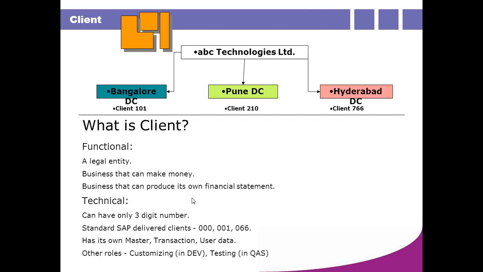So 000 to 999. Among them already 3 are there. Apart from that, any other client you can use. Usually we never use these 3 default clients for the business perspective. 000 we can call it as a standard, default or golden client, which is having all the default things given by SAP. So that's why we don't want to disturb them.